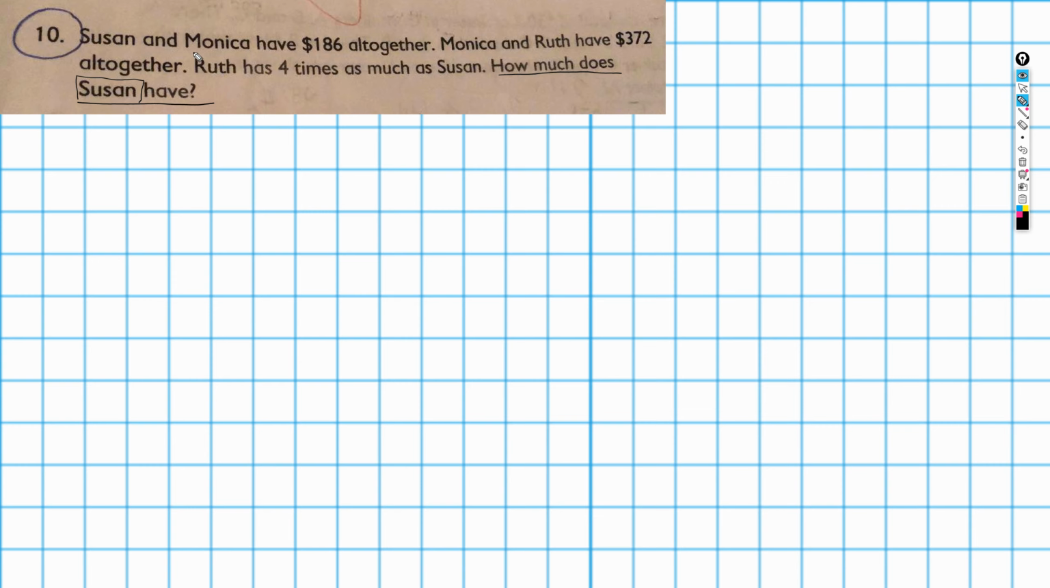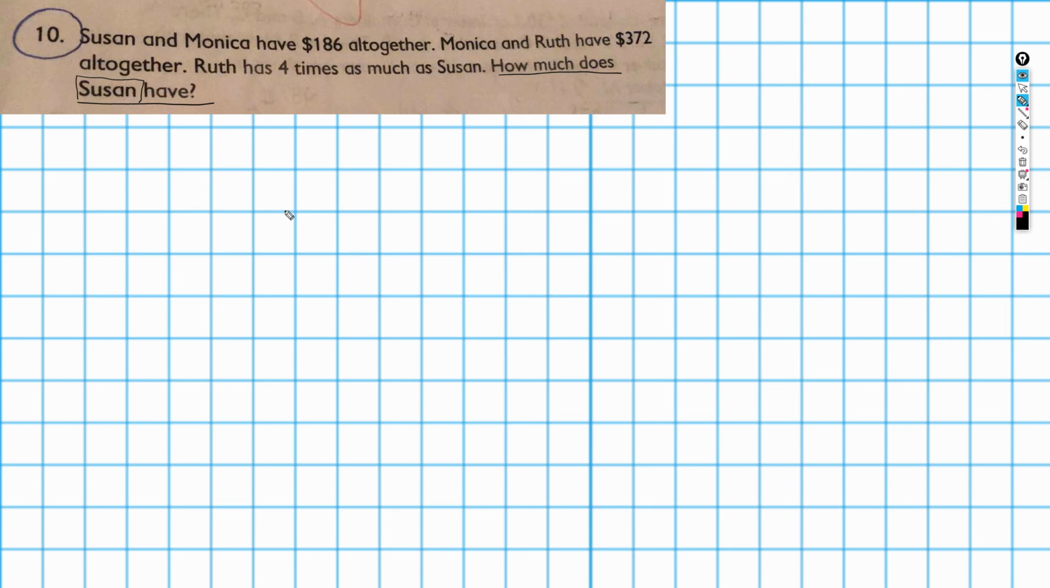The first thing to notice is that we have actually 3 people involved. We've got Susan and Monica and Ruth, and we're given an altogether amount for Susan and Monica and another amount for Monica and Ruth. We're also given this, which when you've done some bar modeling, is something your attention gets attracted to straight away. Ruth has 4 times as much money as Susan. And that's actually how I started drawing it.